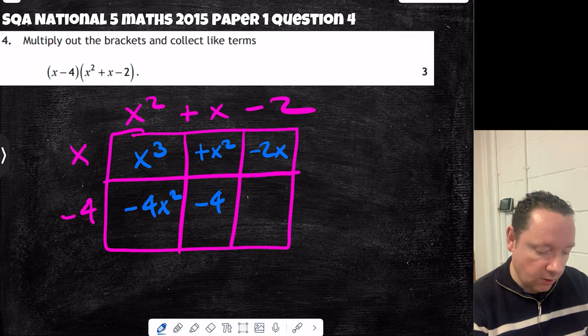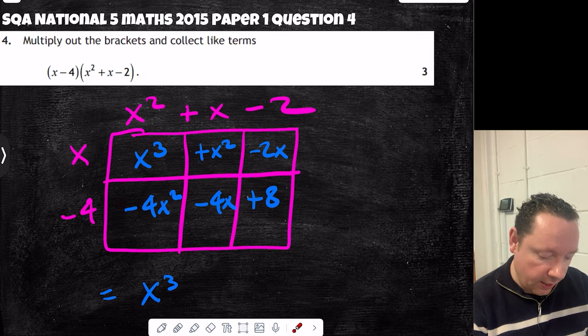Watch for minus times a minus. Now you should notice that boxes in this diagonal go together. So when I want to get them out of the box, I've got x cubed. Then these two go together, so that's minus 4 plus 1, minus 3x squared. Then these two go together, so that's minus 4 minus 2, which is minus 6x. And then I've got plus 8 on the end. And I'm done there.